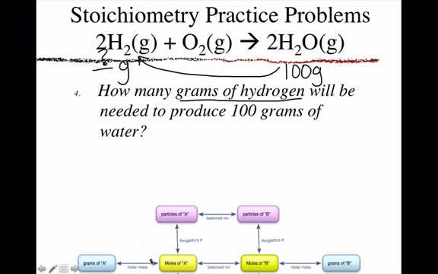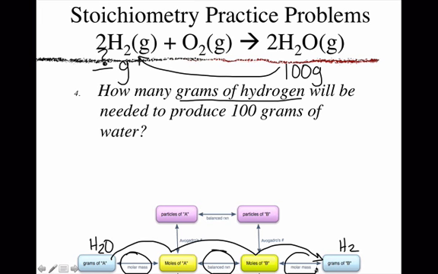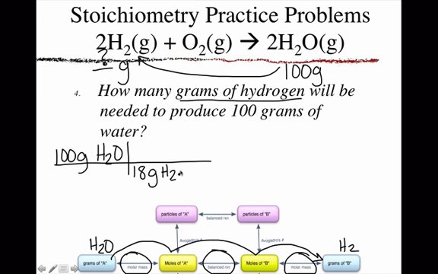So since I'm starting in grams of water, and I'm wanting to work my way all the way to grams of hydrogen, this one is going to take 3 conversion factors again. We're going to do molar mass, then we're going to do the coefficients, and then we're going to do molar mass again. Starting with 100 grams of water. Because I'm in water, I want to do the molar mass of water first. And we already added that up earlier. It was 18 grams. So there are 18 grams of water in 1 mole of water.